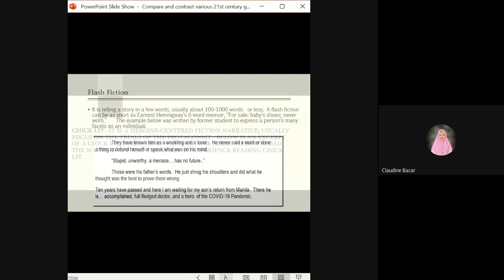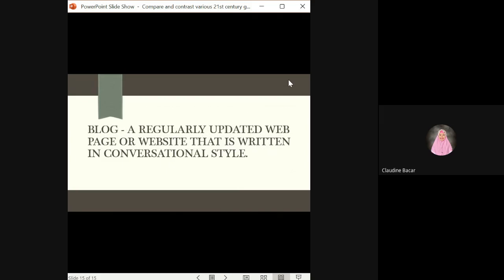The next thing we have is chicklit. Chicklit is a heroine-centered fiction narrative usually focused on the trials of the protagonist. Below is an excerpt of a chicklit taken from Wattpad. One needs to download the Wattpad app and the story to experience reading chicklit. I know that you are very familiar with what we call Wattpad. It is a type of fiction typically focusing on the social lives and relationships of young professional women and often aimed at readers with similar experiences. In slang, young women are called chicks. That's why this genre is named chick lit.